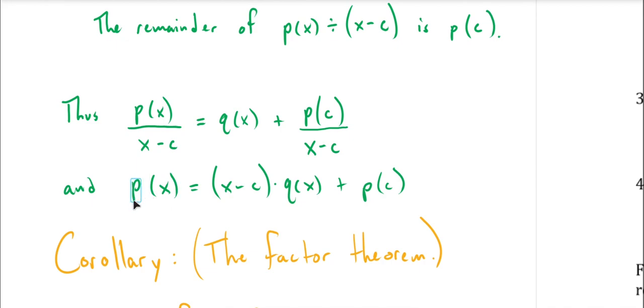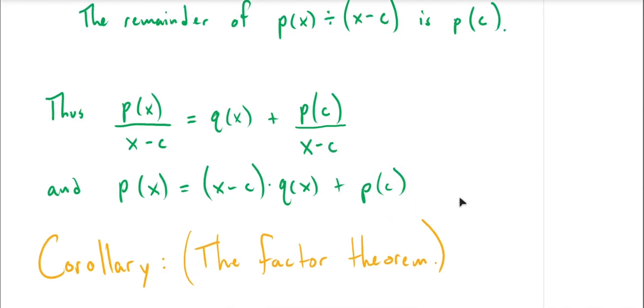Likewise, we can write the polynomial p of x as some polynomial q of x times the factor x minus c, plus the remainder p of c. And thinking about what it would look like if p of c was equal to 0 will help us understand the following corollary, or consequence, of this theorem.